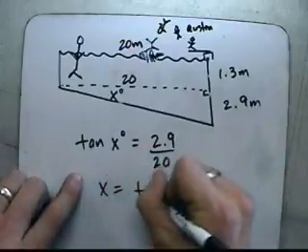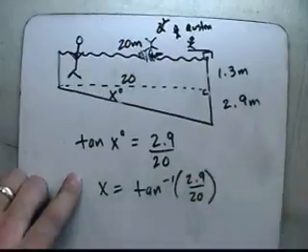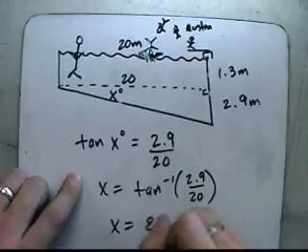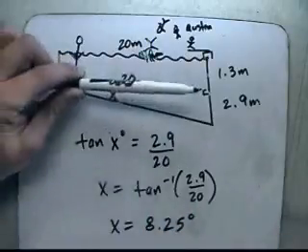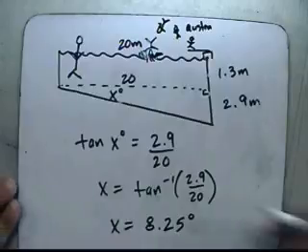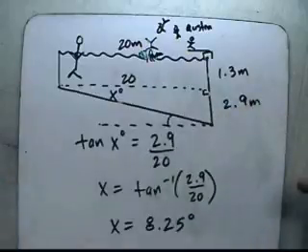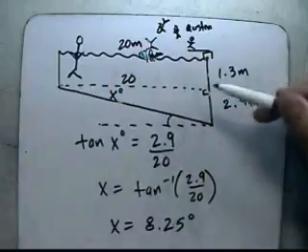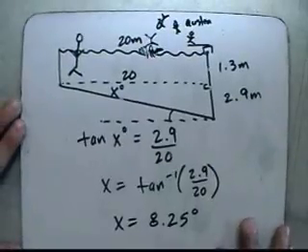So x is going to equal inverse tangent of 2.9 divided by 20. Cool, 8.25. That's my angle of depression, from the horizontal line looking down. 2.9 over 20 is what we do first, and then arctangent that. And we get 8.25. That's the angle of depression. If you drew a horizontal line here, that'd be my angle of depression right there. It'll also be the same angle. So if I were standing there, my angle up would be the same degree.